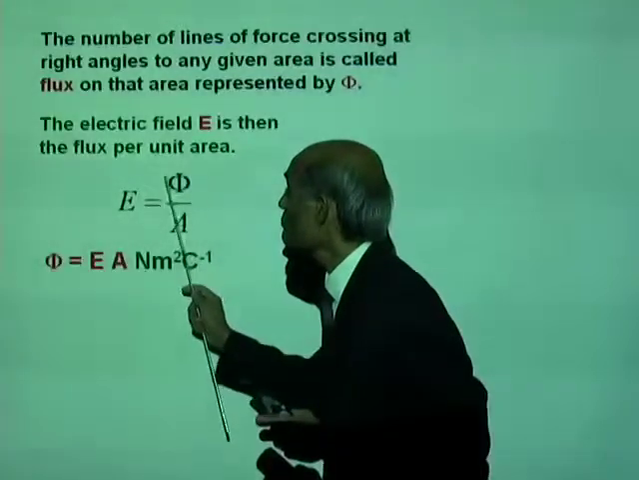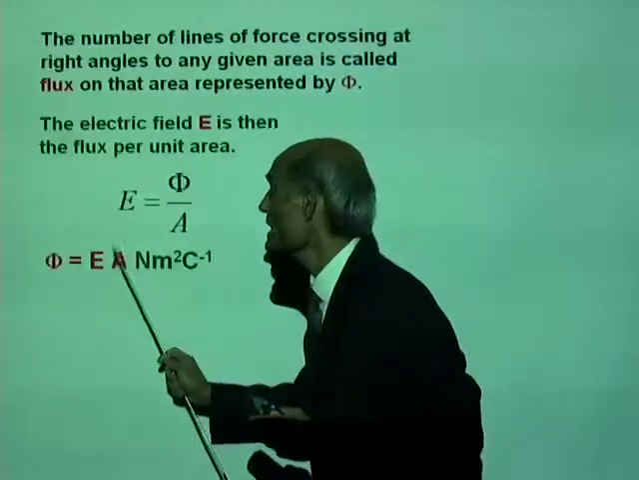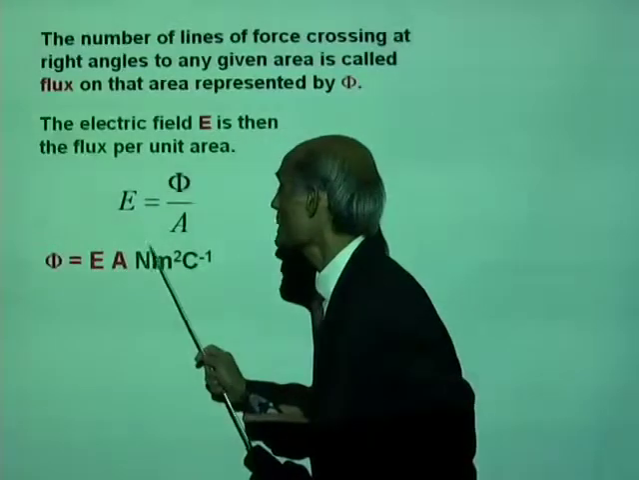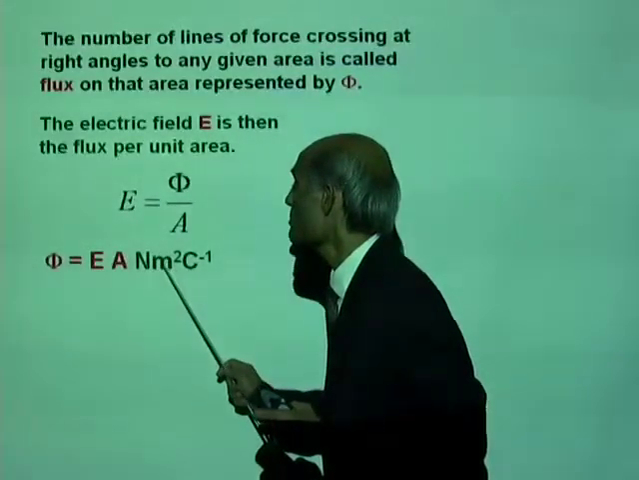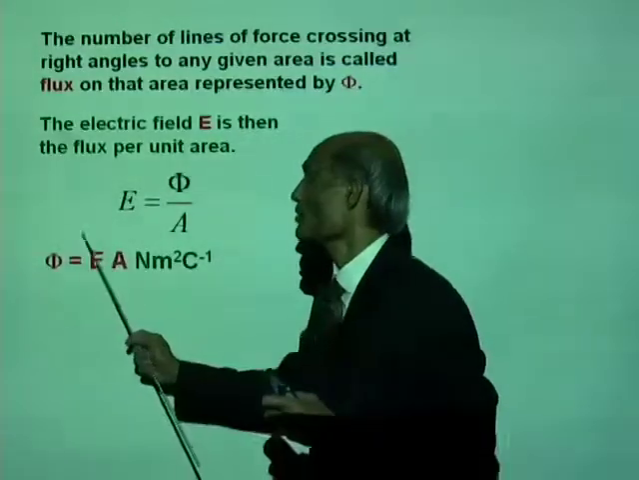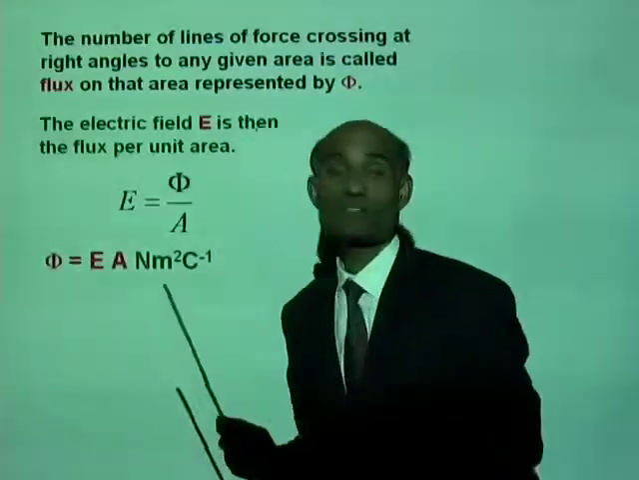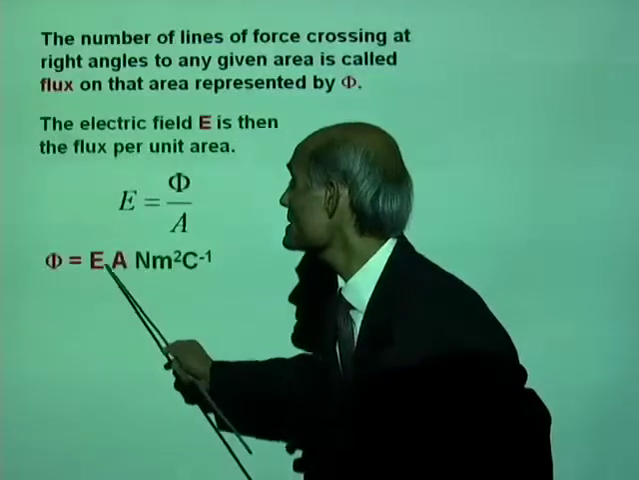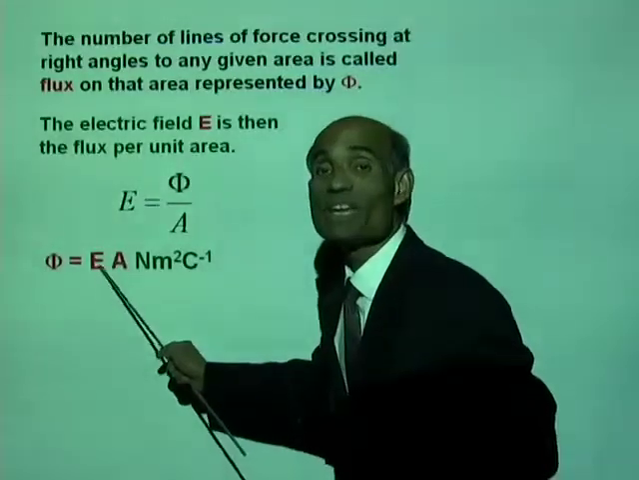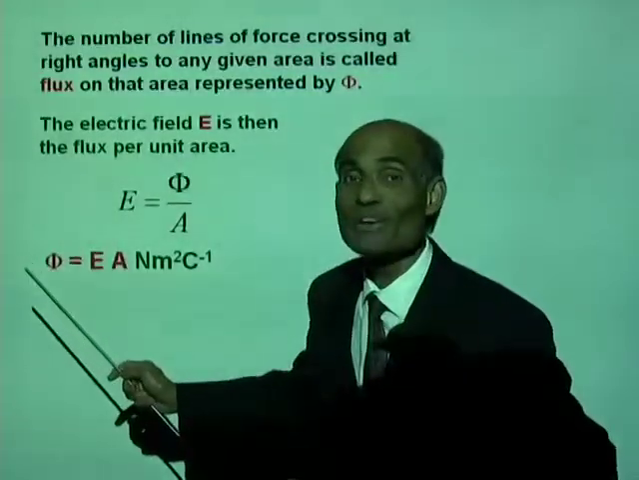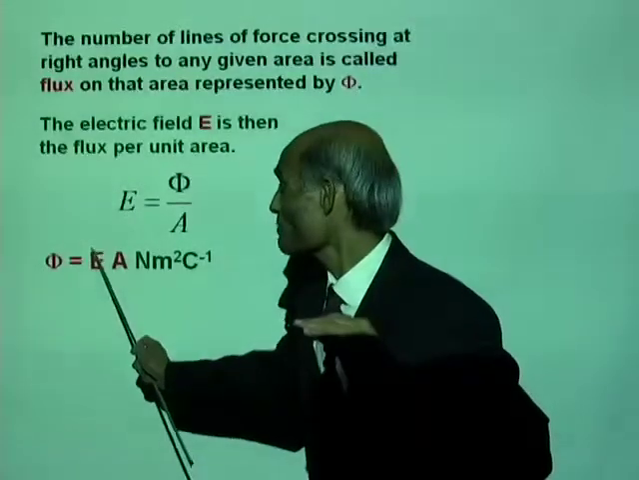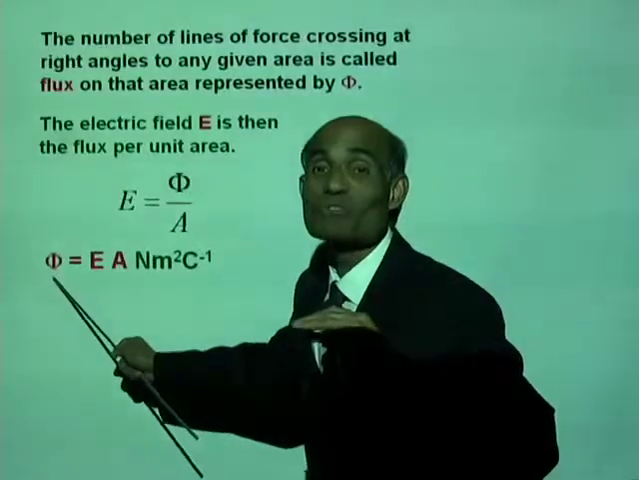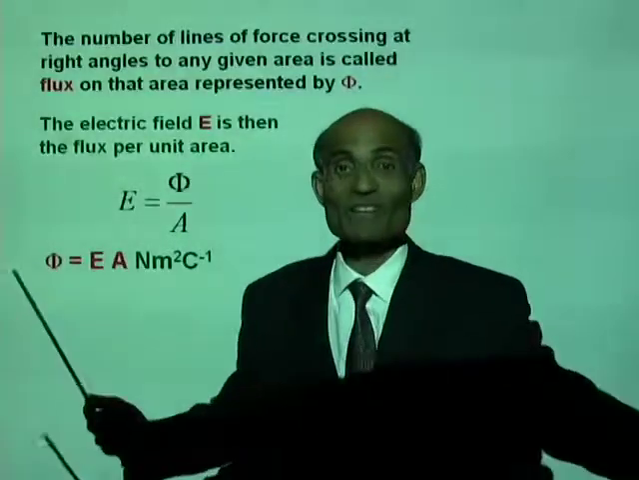Therefore, the total flux will be electric field multiplied by the area, and that is measured in Newton meter squared per coulomb. Phi, electric flux crossing a given area, will be E times A, where E is the flux per unit area. So flux per unit area multiplied by the area will be the total flux crossing that area.